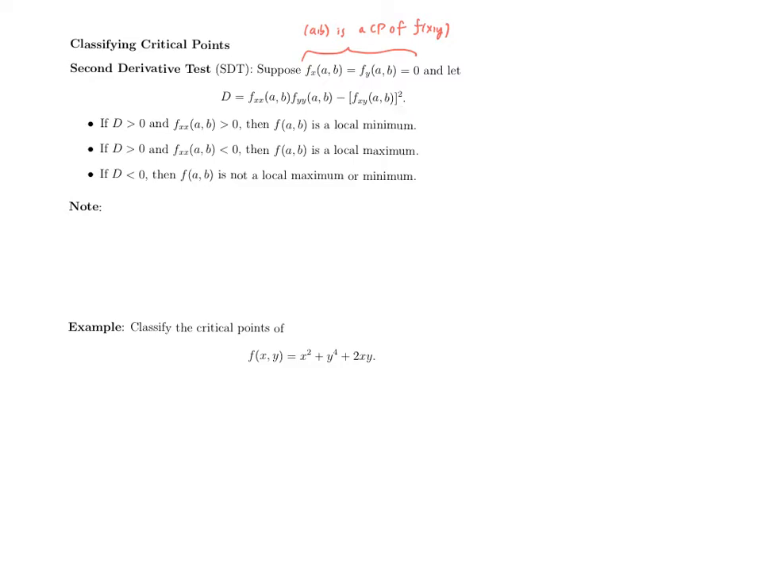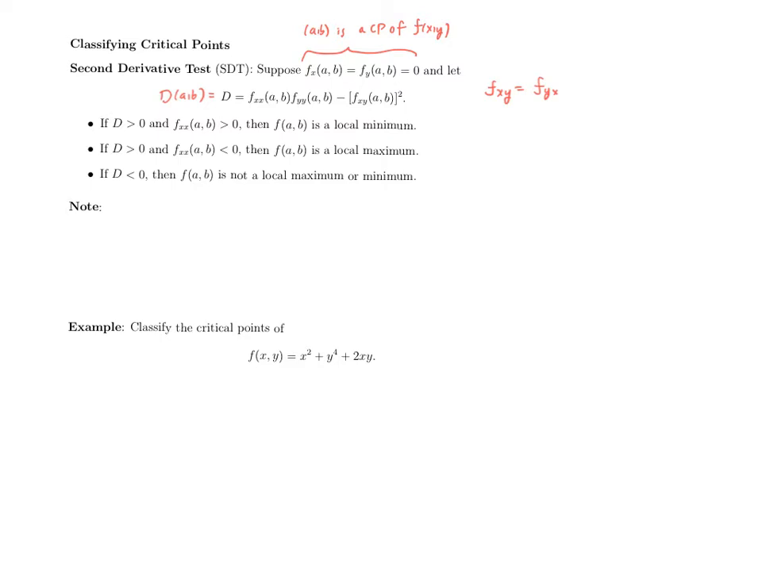Now because D does depend upon that critical point (a, b), oftentimes we will use the notation D(a, b), and it is defined as follows. It's f_xx at (a, b) times f_yy at (a, b) minus the square of f_xy at (a, b). And recall from a previous discussion with partial derivatives that those mixed partials are equal. So if you prefer, you could use f sub yx versus f sub xy.